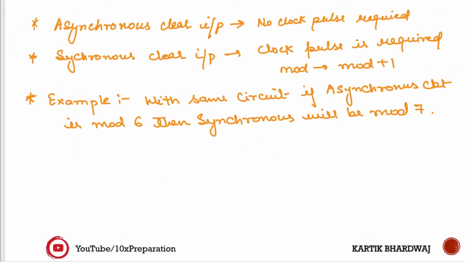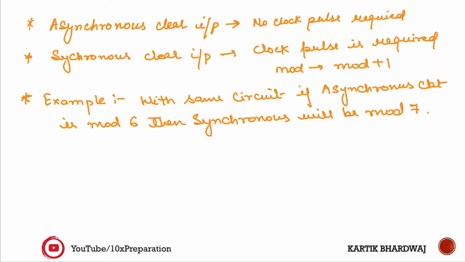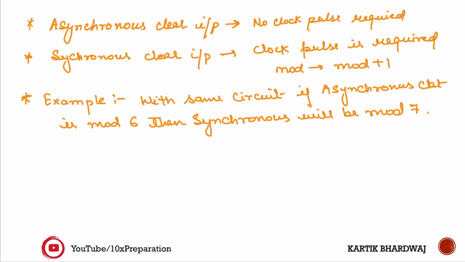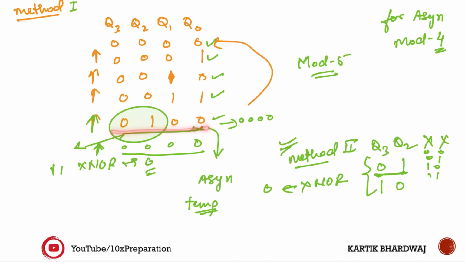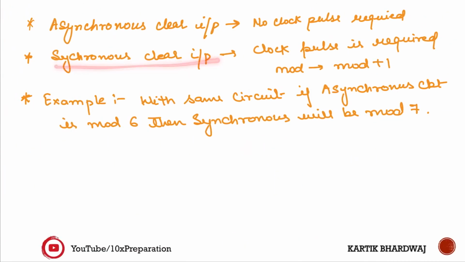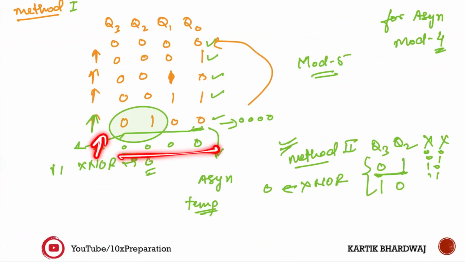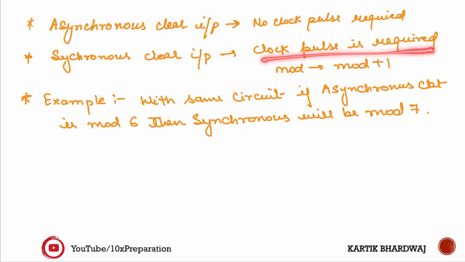Okay, so I am giving you the conclusion here, a very important point that very few people know: for the asynchronous circuit, no clock pulse is required to clear. Whenever this number is reached, it will automatically clear. For a synchronous circuit, it reaches that level and another clock pulse is required, so the mod number is increased by 1 in comparison to this one.